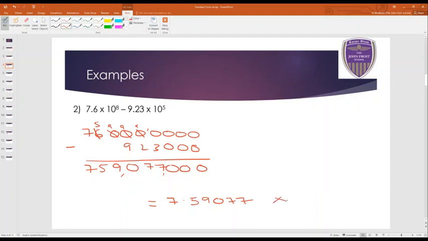7.59077, okay? Multiplied by 10 to the power of, and then remember, we're not just looking at the zeros at the end. This is where the decimal point is at the moment in the answer. This is where we're saying it needs to move. So there's 1, 2, 3, 4, 5, 6, 7, 8 digits in between. So it's 10 to the power of 8 on the end.